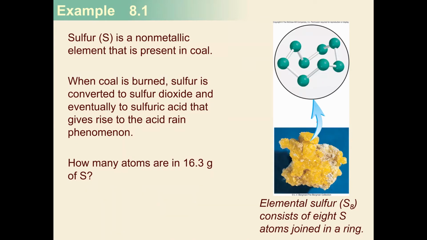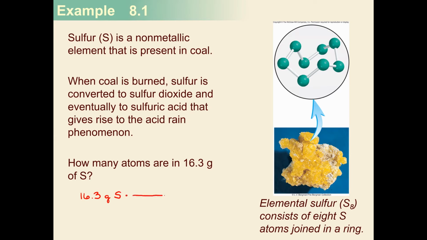Sulfur is a non-metallic element that is present in coal. When coal burns, sulfur is converted to sulfur dioxide and eventually to sulfuric acid, and that gives us acid rain. How many atoms are in 16.3 grams of sulfur? So what we need to do is start with our 16.3 grams of sulfur. The next place that we need to go is to moles.